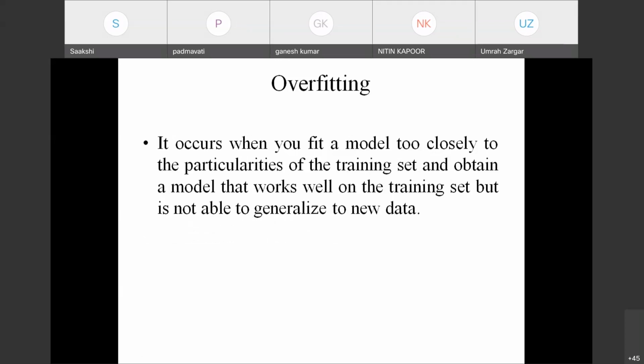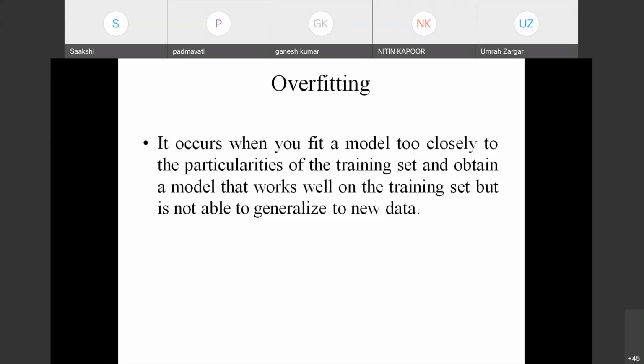You might have heard authors or researchers who are doing research in deep learning use this term overfitting; it is a very commonly used term. Okay, so what is overfitting? Overfitting occurs when you fit a model too closely to the particularities of the training set and obtain a model that works well on the training set but is not able to generalize to new data. Okay, we have just seen what generalization is.